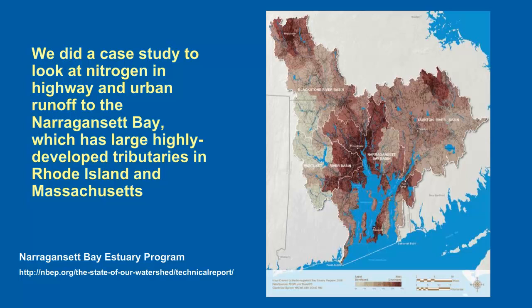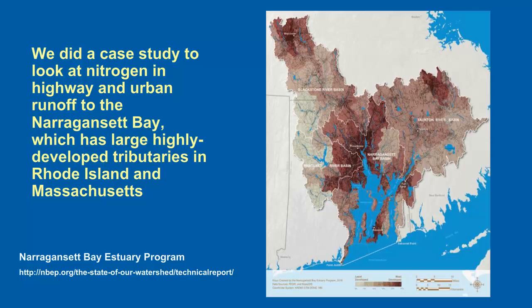We did a case study to look at nitrogen in highway and urban runoff to the Narragansett Bay, which has large, highly developed tributaries in Rhode Island and Massachusetts. This map from the Narragansett Bay Estuary Program shows the bay, watershed boundaries, major tributaries, cities, and major roadways.